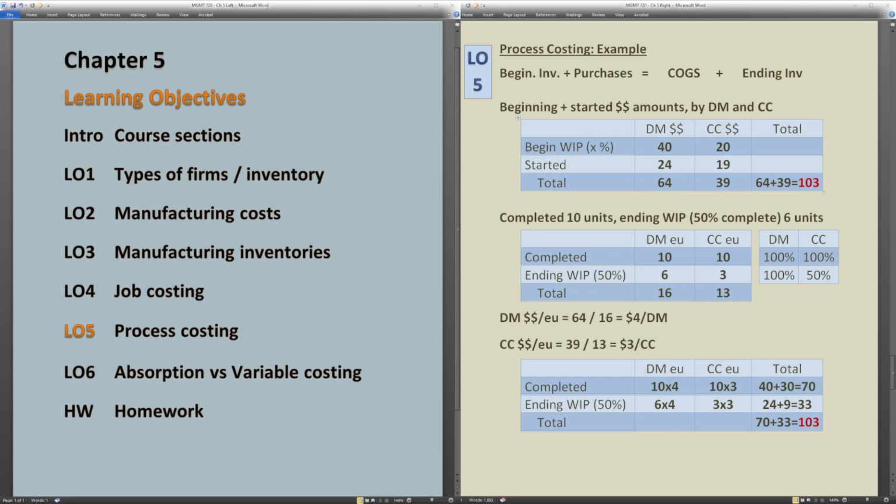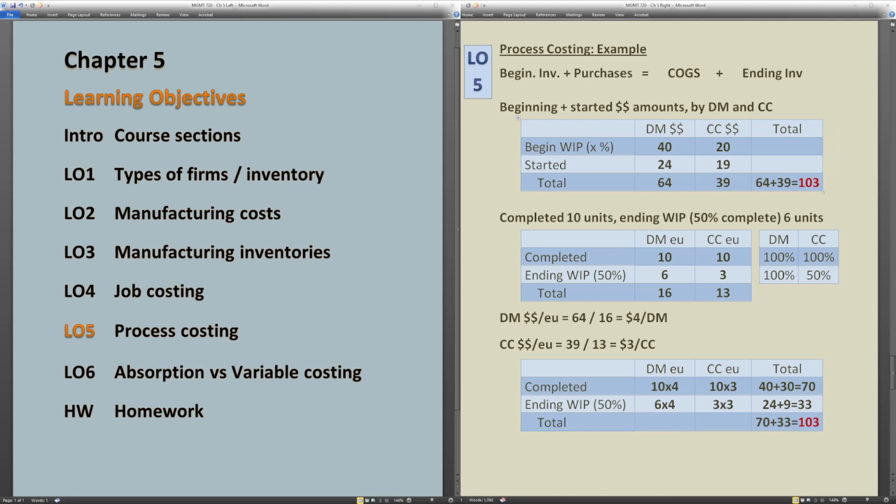On the right side of the equation, the cost of goods sold. Now remember, cost of goods sold here, we're going to be calling completed units. Remember, cost of goods sold is just anything leaving inventory. Completed for work in process are things that are leaving inventory. So completed and ending work in process. If we just read the sentence, it says we completed 10 units and ending work in process is 50% complete for 6 units. Now notice the small box I have on the side.